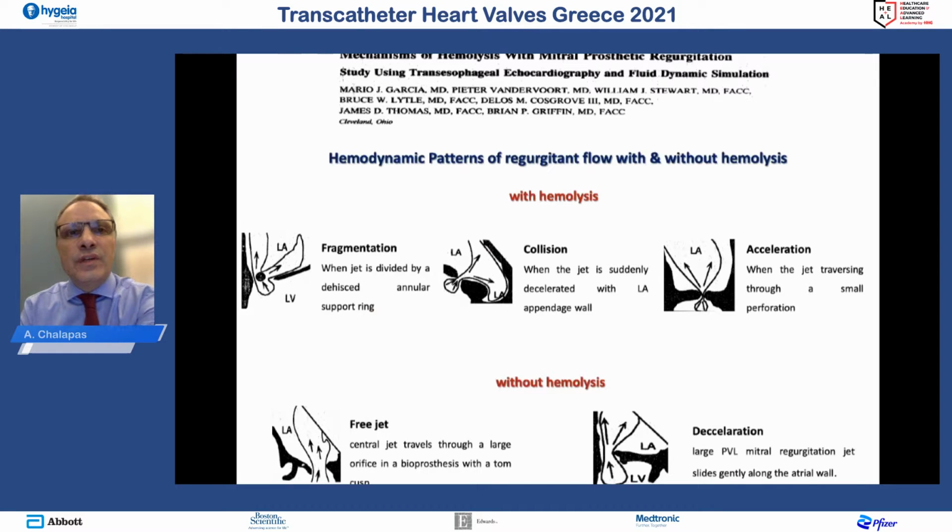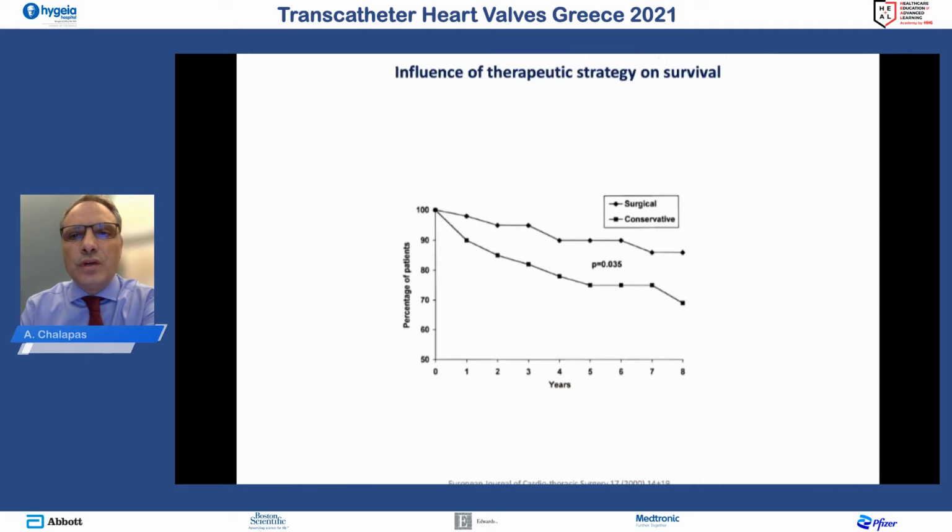This is a very nice image coming from Garcia, showing the different mechanisms and hemodynamic patterns having to do with PVLs at the site of the mitral valve. And just to mention the fragmentation, the collision when the jet is suddenly decelerated in the left atrial appendage wall, or the acceleration when they pass through very small and short leaks.